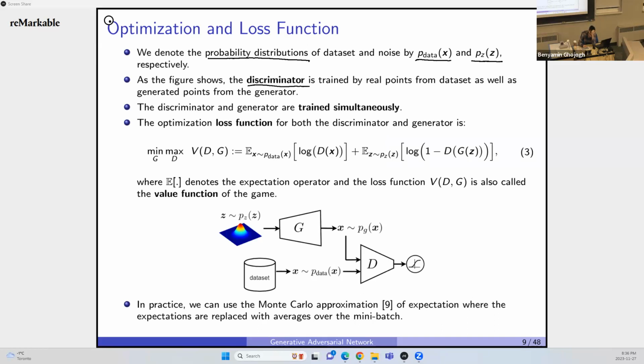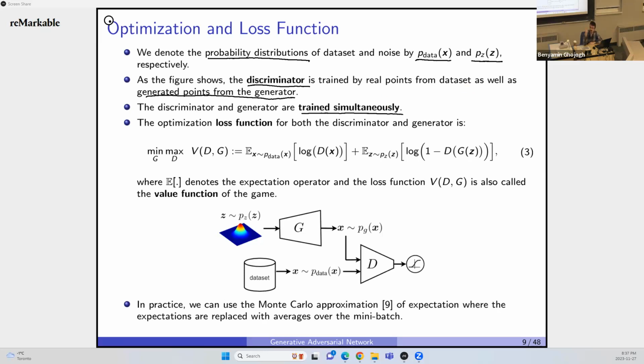The discriminator is trained by real points from the data set, as well as generated points from the generator. Do you agree? Because for training that, I need both real data and fake data. Real data comes from the data set. Fake data comes from the output of the generator. But the generator, for training that, I need noise and generated fake data, right? I'll tell you what it means. So we are training them simultaneously.